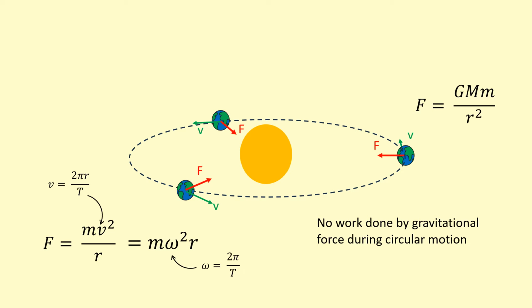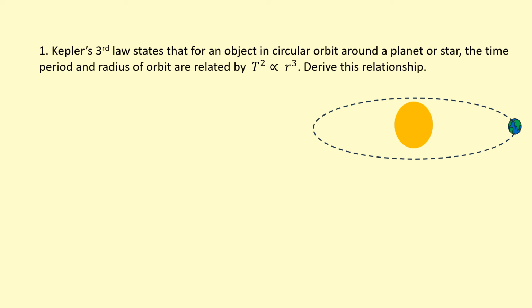Kepler's third law states that for an object in circular orbit around a planet or a star, the time period and the radius of orbit are related by T squared is proportional to r cubed. Derive this relationship. I'm going to use the Earth going around the Sun as an example here. There's going to be a centripetal force to keep it going in circular orbit. I'm not going to use mv squared, I'm going to use m omega squared r, because this will be easier to bring in the time period in a second.